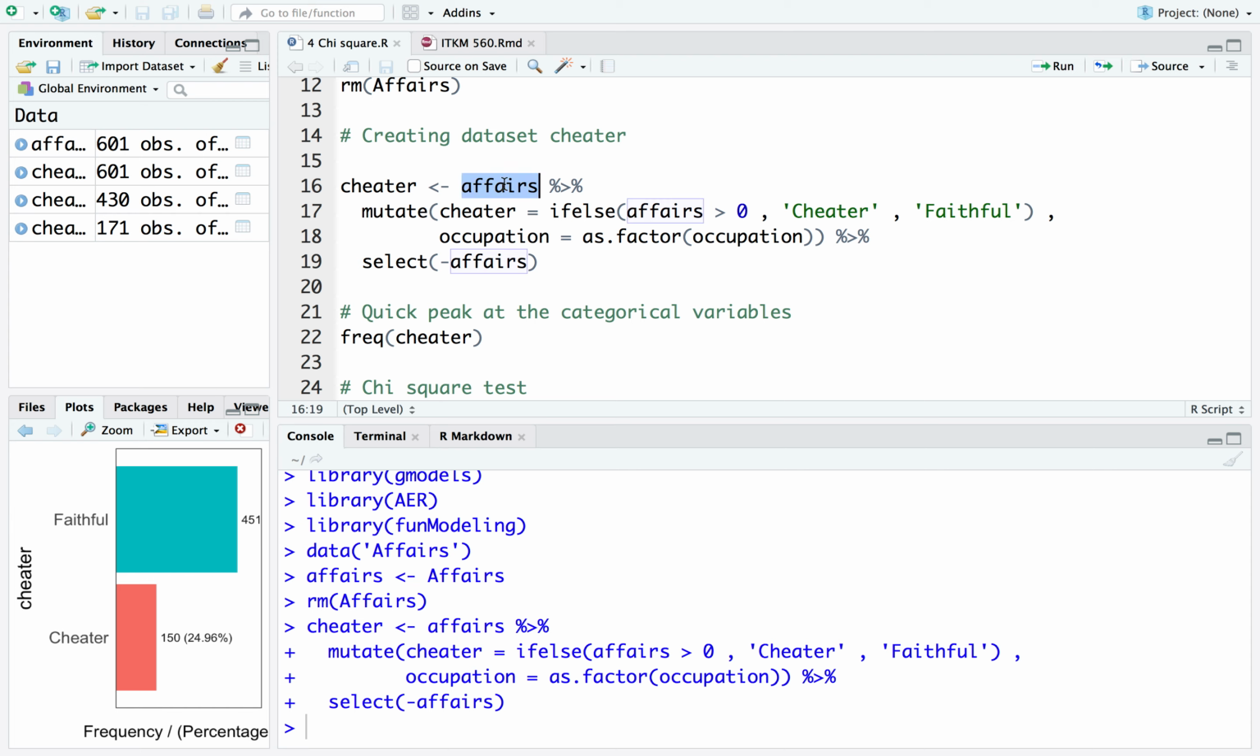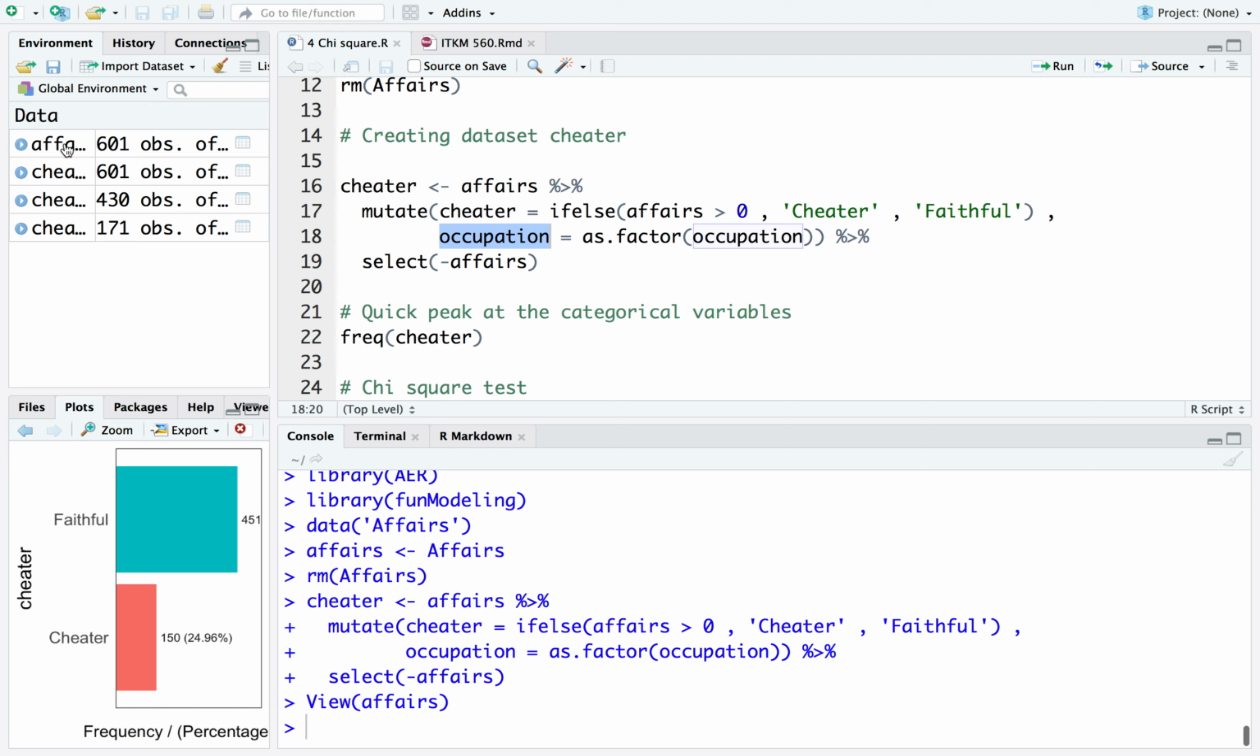So I start out with the dataset affairs. I then create a variable called cheater, which basically, if you have one affair or more, we're going to call you a cheater. And if not, you're faithful. Comma, that means I'm going to another variable, occupation.